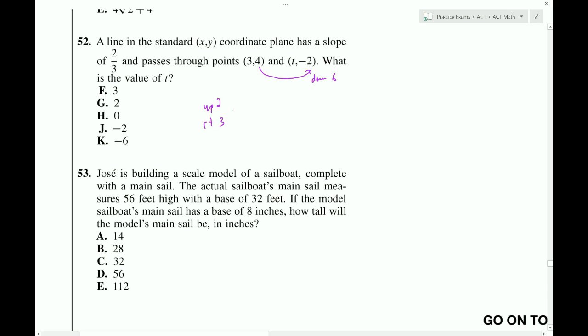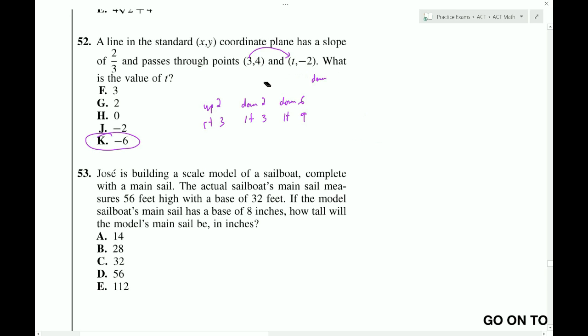You see? So if I went down by 2, I would have to go to the left by 3. But then if I triple this, if I went down by 6, I would have to go to the left by 3 times 3, which is 9. So I have to go to the left 9. So I have to minus 9 away from this 3. 3 minus 9 is -6. So that's where I'll end up.